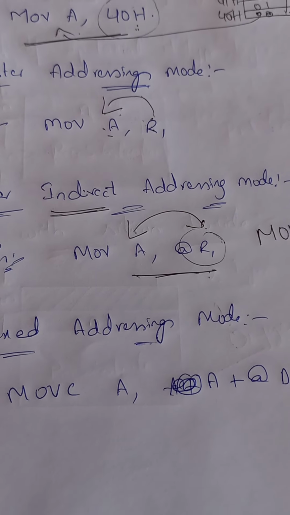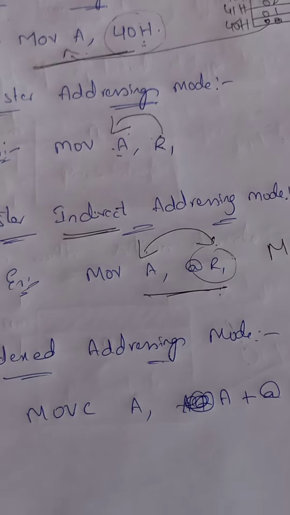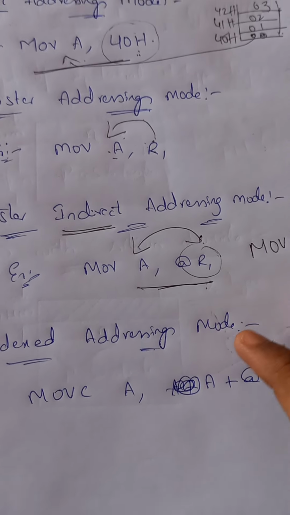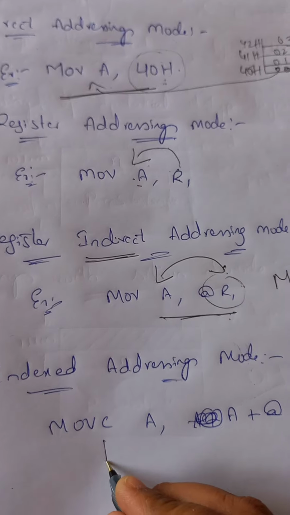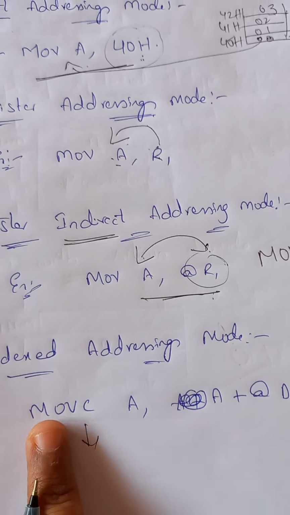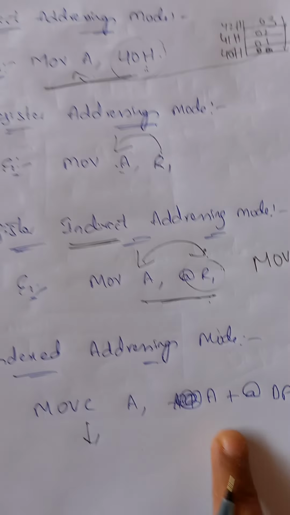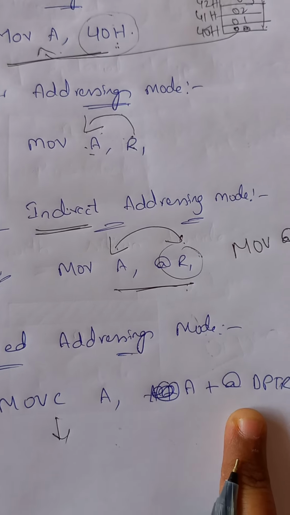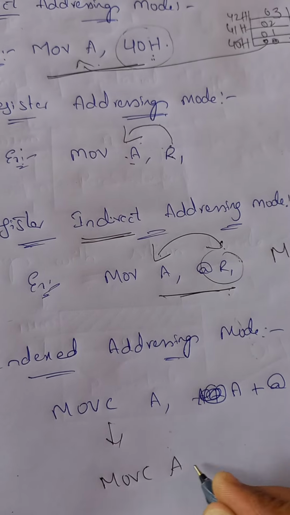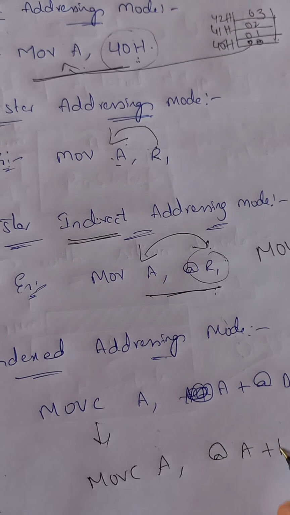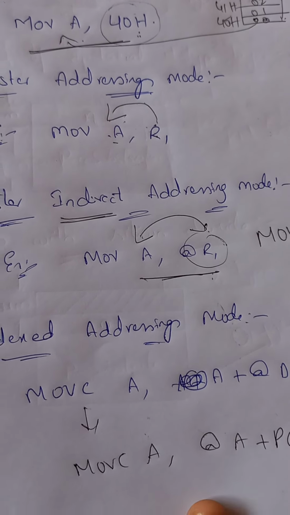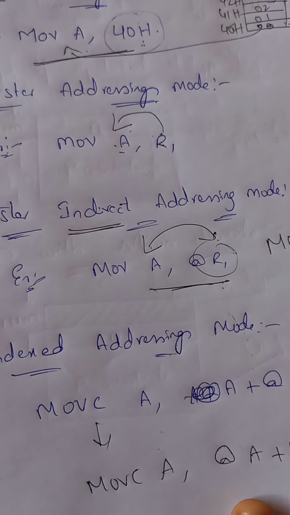And the last one is the indexed addressing mode. This is an addressing mode where the source memory can only be accessed from the program memory, that is, the code memory. We use the representation MOVC A, @A+DPTR, or you can also use MOVC A, @A+PC. The destination operand must always be the A register.